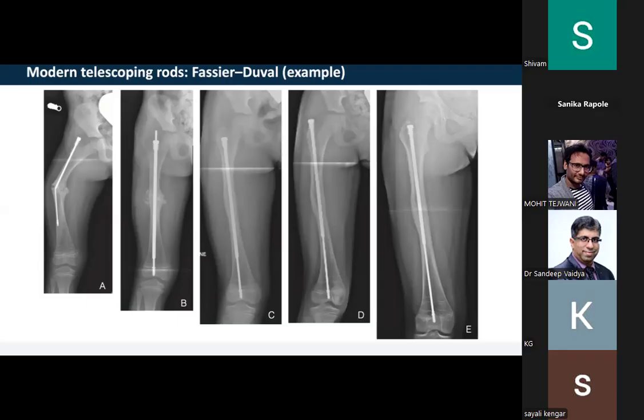This X-ray that you can see is of a 6-year-old girl with OI, who was treated with an FD rod. Then she had a fall and had acute bending of the male counterpart. The FD rod was placed 4 years prior to this fall.